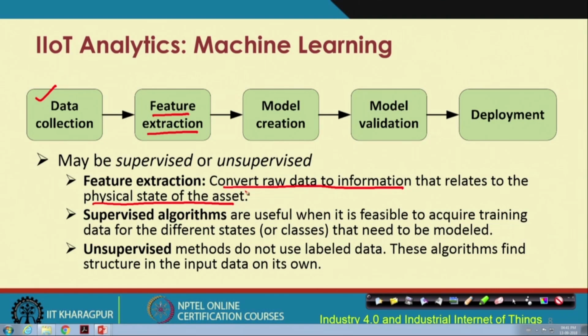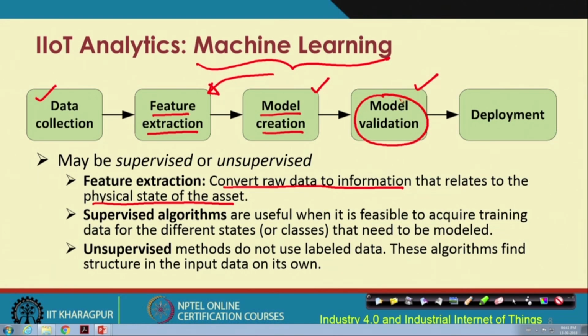So, once these features are extracted, these are the features which will have close resemblance to the actual state of these machines and their operations. So, in machine learning feature extraction is very important. Following feature extraction, there is model creation and model validation. So, models have to be created and then these models will have to be validated, and thereafter these models will have to be deployed for further use.